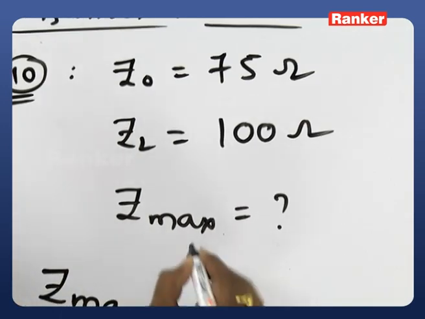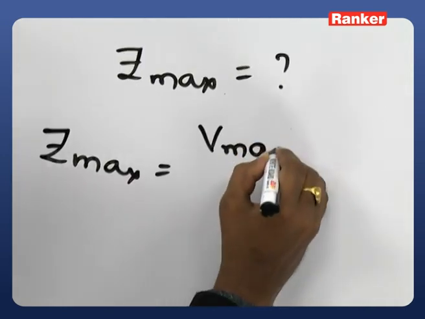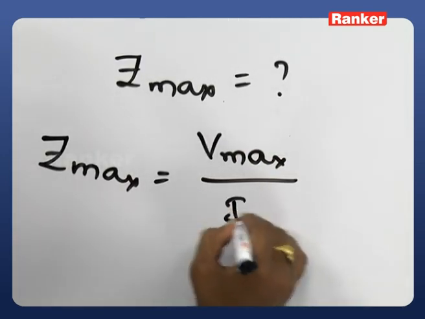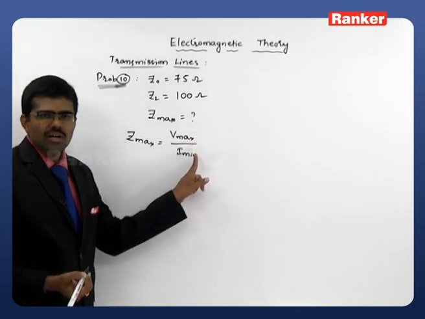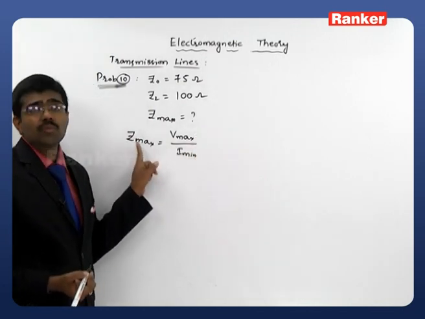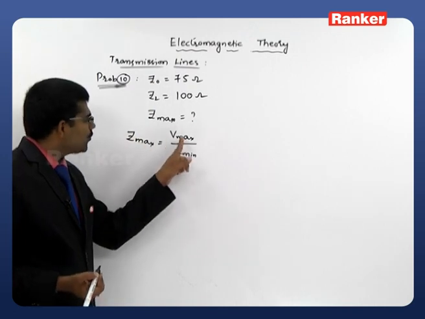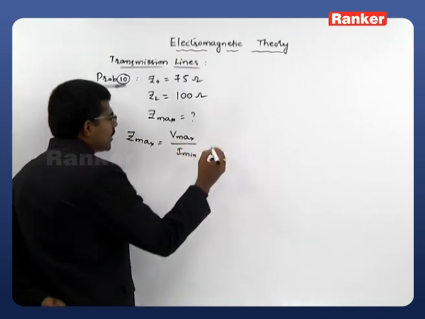Z max is simply V max divided by I min. Whenever the numerator is maximum and the denominator is minimum, you can observe the maximum impedance here. So Z max is equal to V max by I min. How to modify this one?